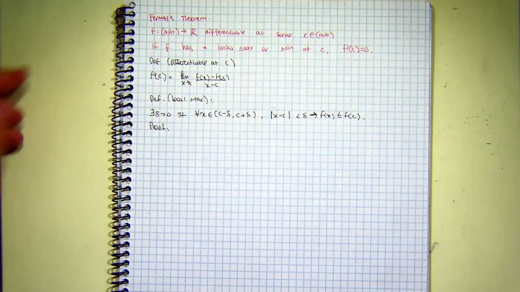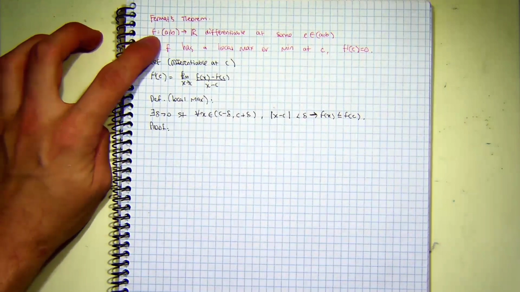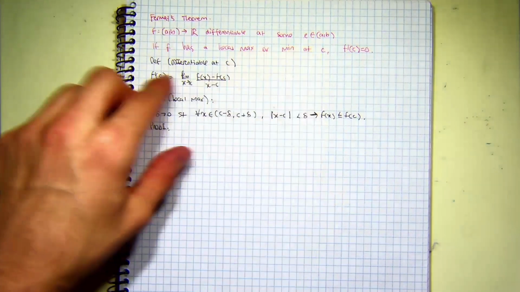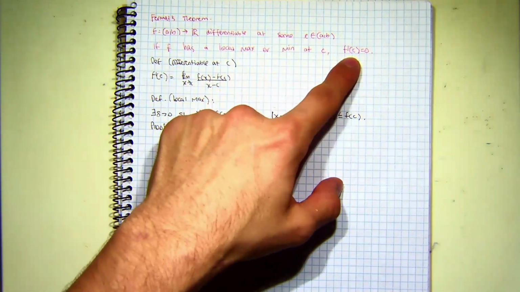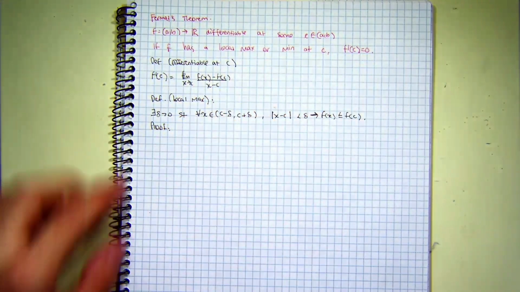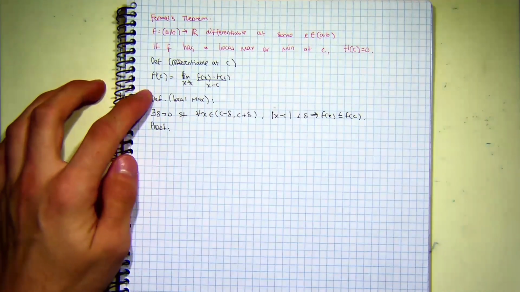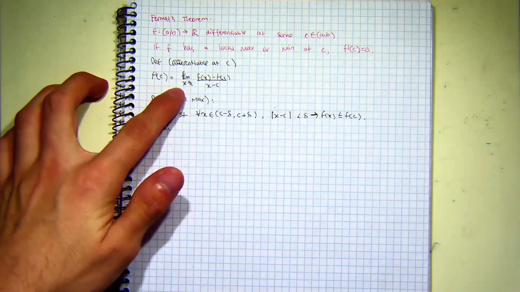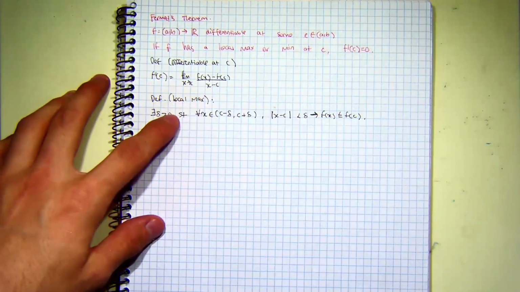Okay, so Fermat's theorem states that for a function over the interval a to b on the reals, if the function is differentiable at some c and has a local maximum or minimum at c, then the derivative at c has to be equal to 0. So now let's recall the definition of being differentiable at c, which states that f prime of c is equal to the limit as x approaches c of f of x minus f of c over x minus c.